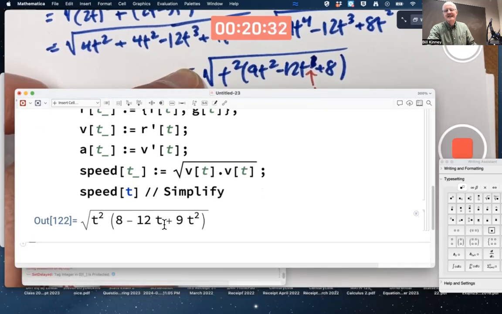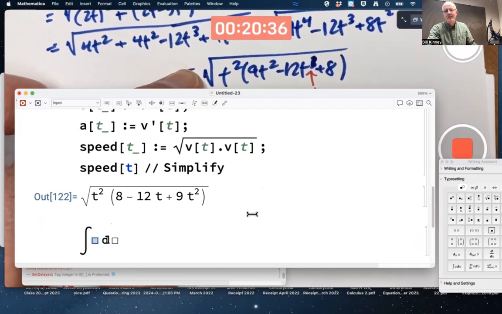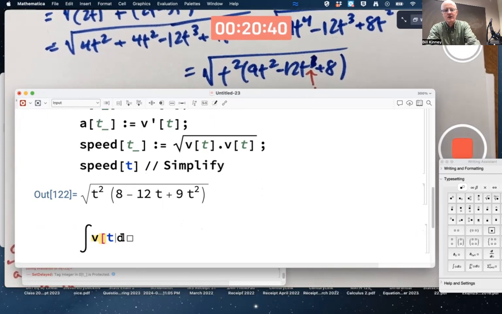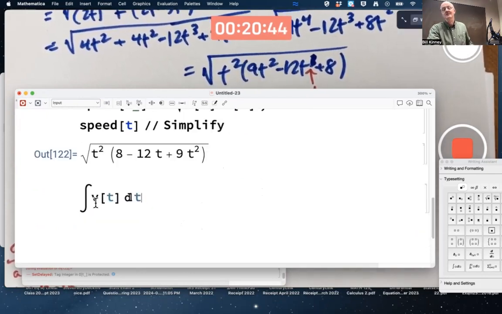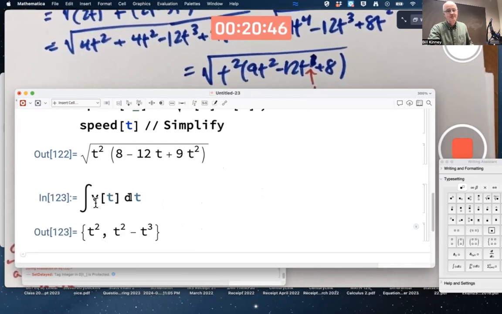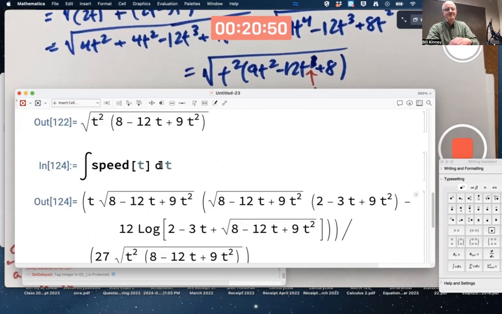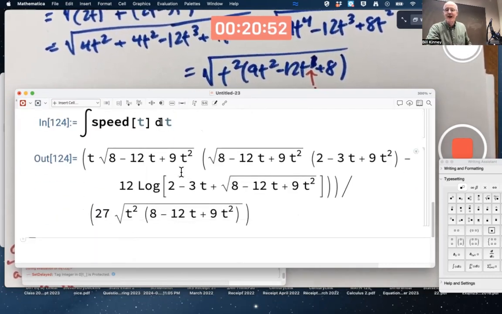Is this easy to integrate with some symbolic technique? If I type this, will I get an answer? I don't know for sure. Let's see what happens. Oh, that's not what I wanted to do. Speed. Okay, I guess it's possible. Yikes, though.